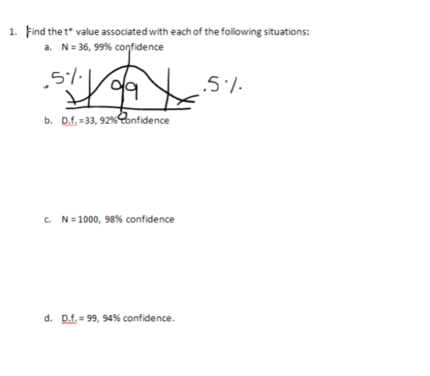Now 0.5% as a decimal is 0.005. So when we go to type in our area into the red box, we can type in 0.005 for that. We also need our degrees of freedom.